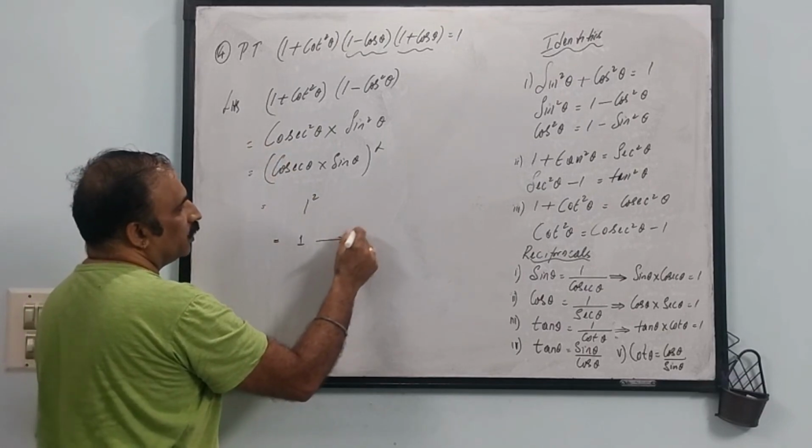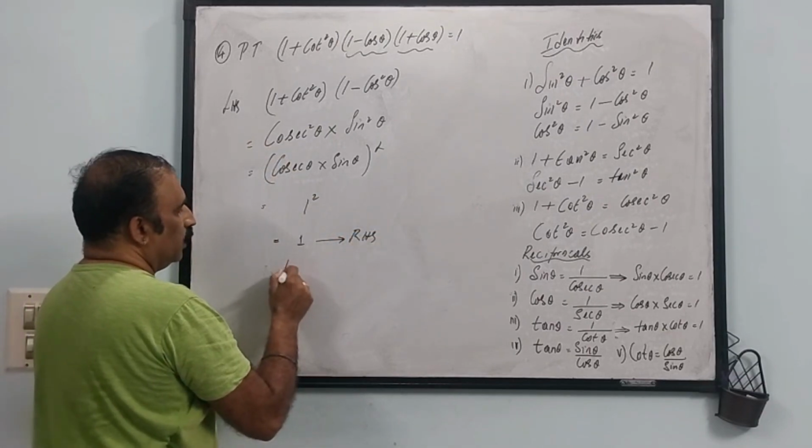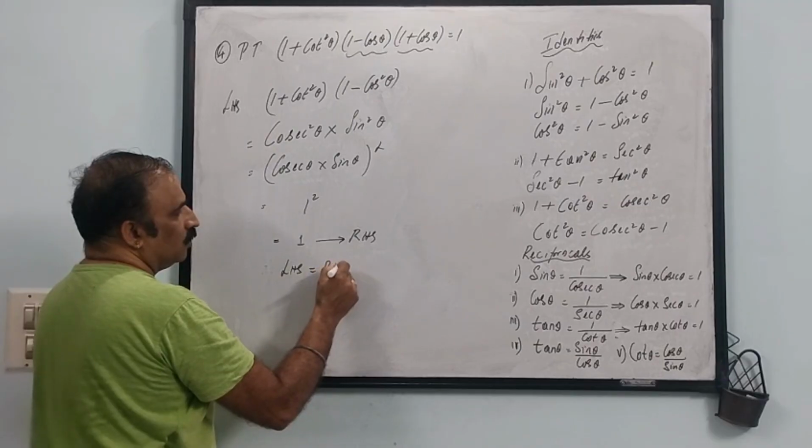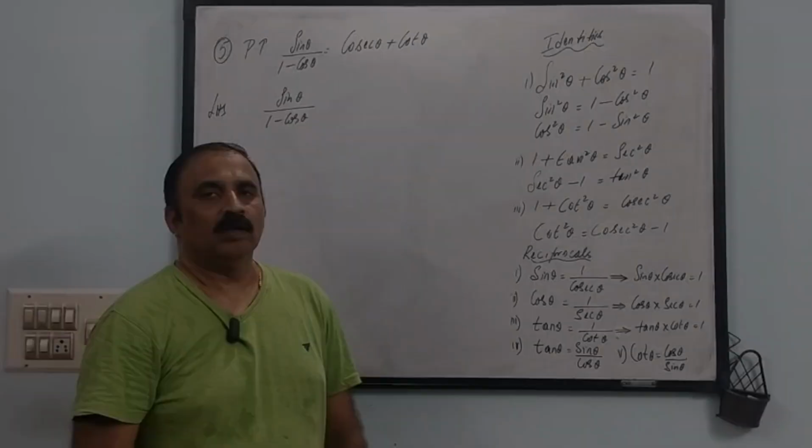Therefore, this is going to be RHS. So therefore, LHS is going to be equal to RHS. It is good. Next problem.